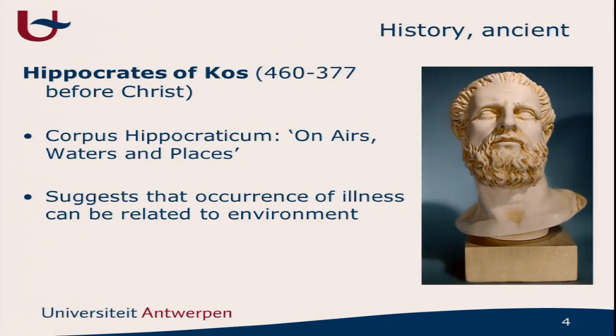And one of the ancient examples would be Hippocrates of Kos, who lived several centuries before Christ, and who wrote a book, the Corpus Hippocraticum, on airs, waters, and places, where he suggested that the occurrence of illness could be related to the environment. And this is one of the typical objects of epidemiological research, to find out to what extent the occurrence of a disease can be related to the environment.